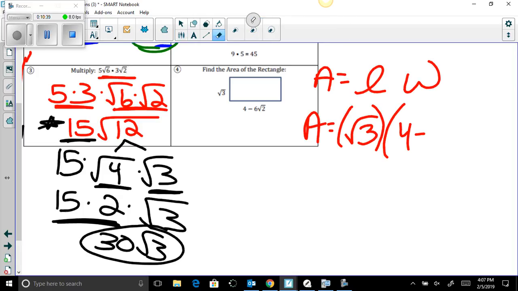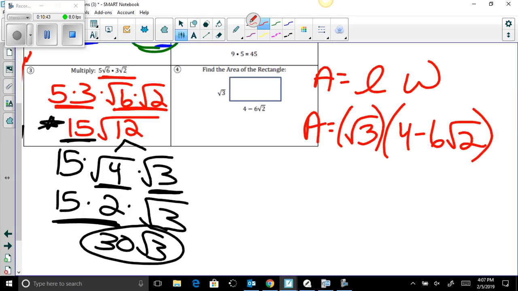4 minus 6 radical 2. Now how am I going to multiply this length and this width? This is one term and this is two terms. Your length gets distributed to each thing inside of this parenthesis, because each part needs to get multiplied by radical 3.